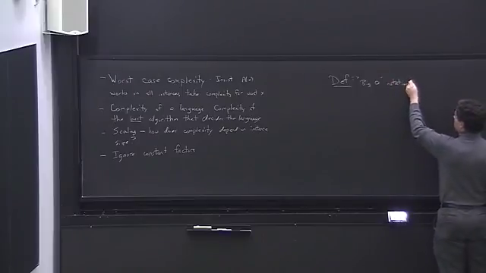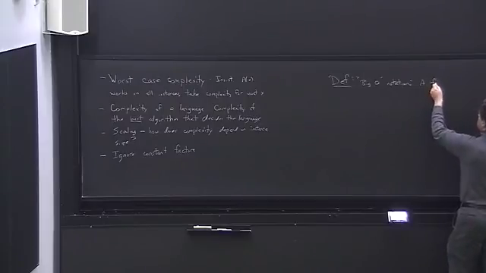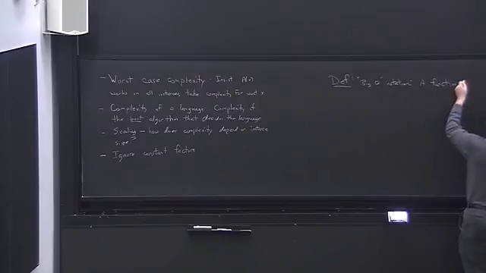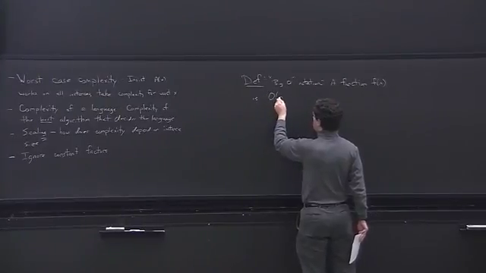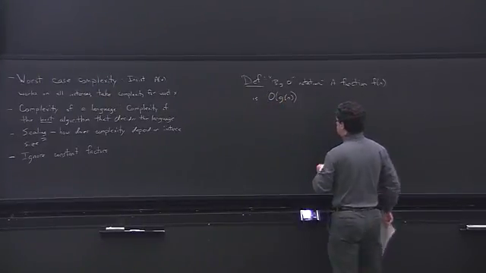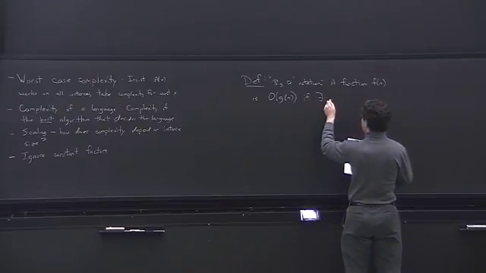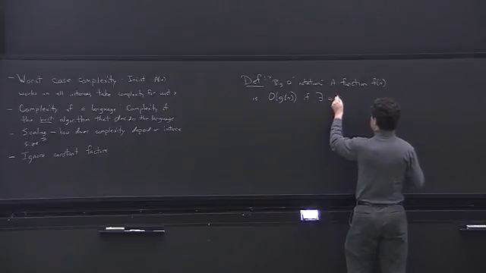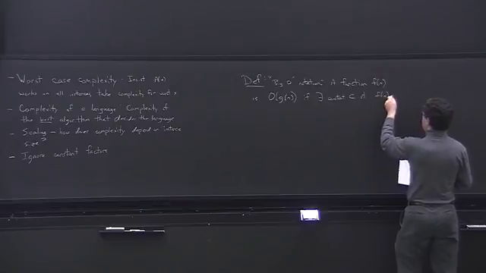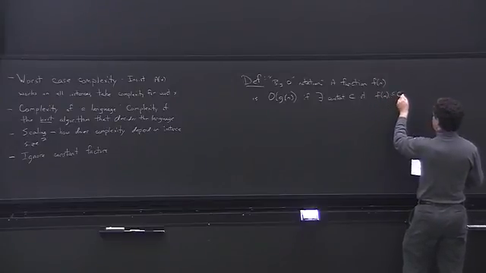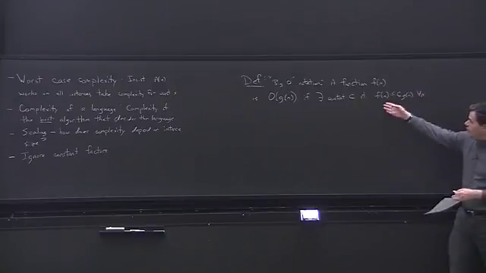Big O notation says that a function f of n is big O of some other function g of n if there exists a constant c such that f of n is less than or equal to c g of n for all n. Okay? So this is getting rid of those constant factors.